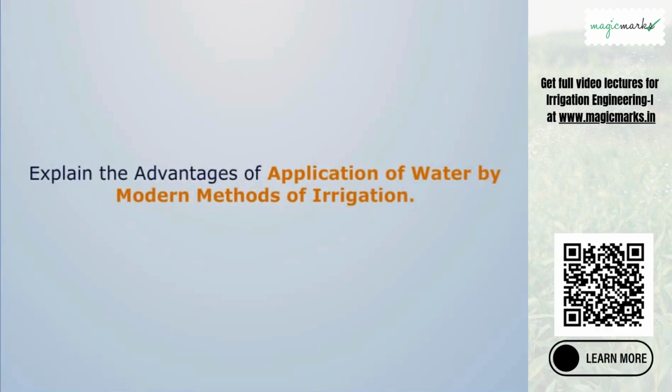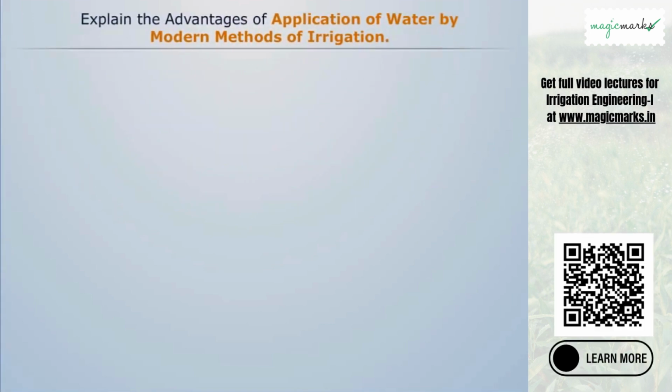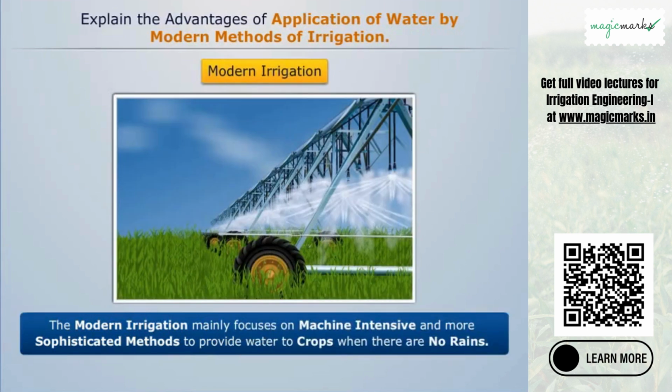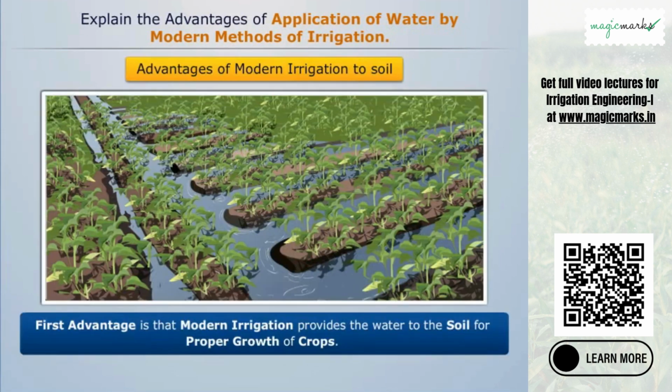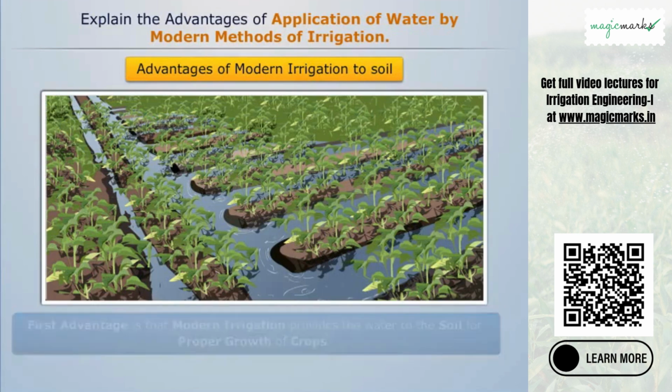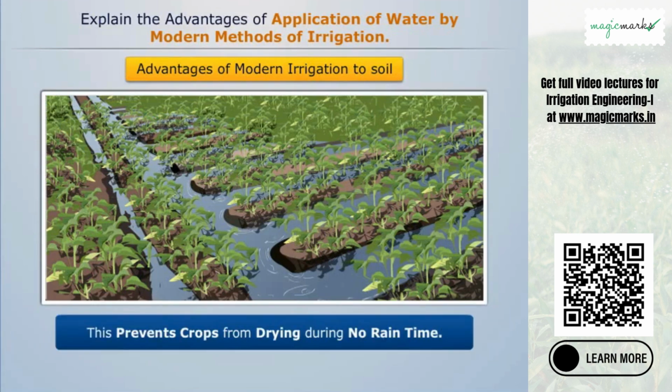Explain the advantages of application of water by modern methods of irrigation. The modern irrigation mainly focuses on machine-intensive and more sophisticated methods to provide water to crops when there are no rains. First advantage is that modern irrigation provides the water to the soil for proper growth of crops. This prevents crops from drying during no rain time.